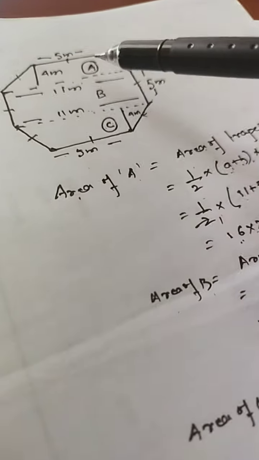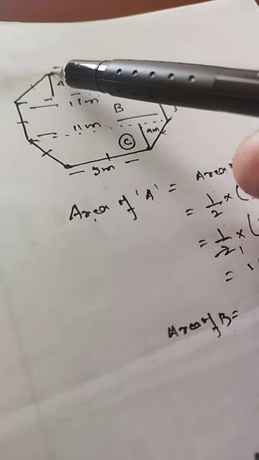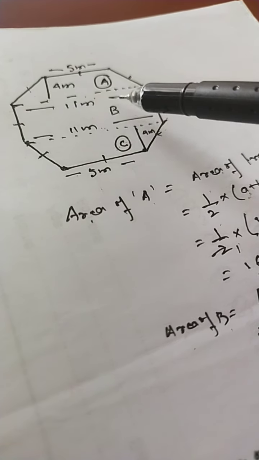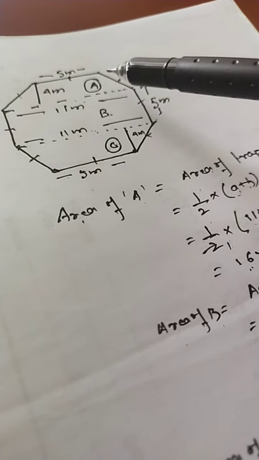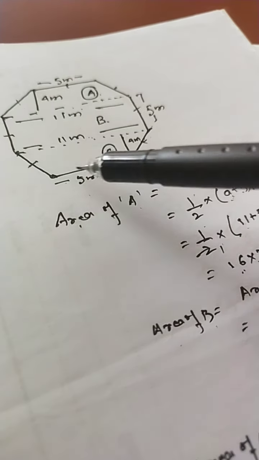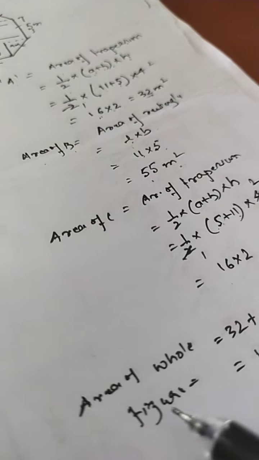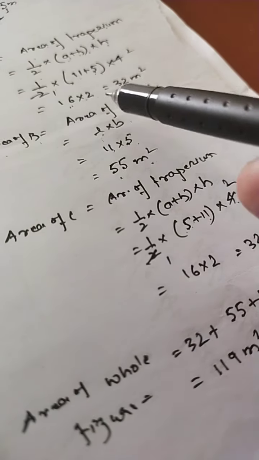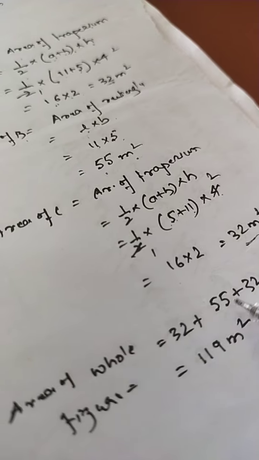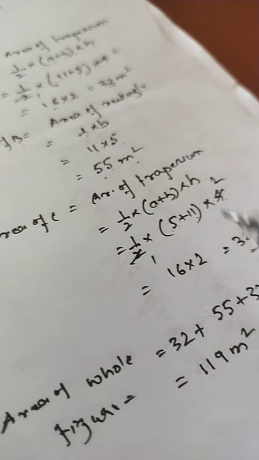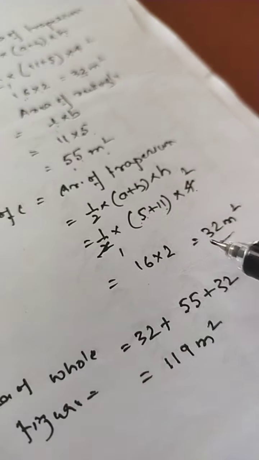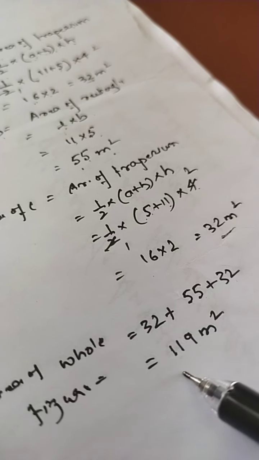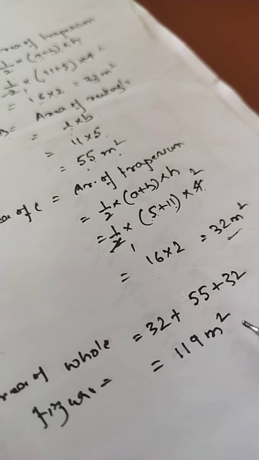If I have to get the area of the whole figure, then I have to sum up the areas of all the individual groups. That is area of A, area of B and area of C. If you add up all the areas, then you will get the area of the whole figure. This is what I have done. So area of the whole figure is what? Area of A is 32 meters square. Area of B is 55 meters square. And area of C is again 32 meters square, isn't it? Now if you add all this, you will get the answer as 119 meters square.